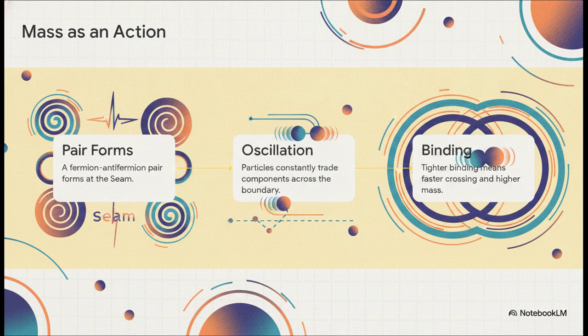Well, according to the research, mass isn't just a property, it's an action. Building on established physics concepts, like the Arkani-Hamed-Schmaltz mechanism, we see that a fermion is formed as a pair exactly at this seam, and it constantly oscillates, literally trading its left and right-handed components back and forth across the boundary. The tighter it is bound to that seam, the faster it crosses. So, mass is quite literally just this seam crossing rate.